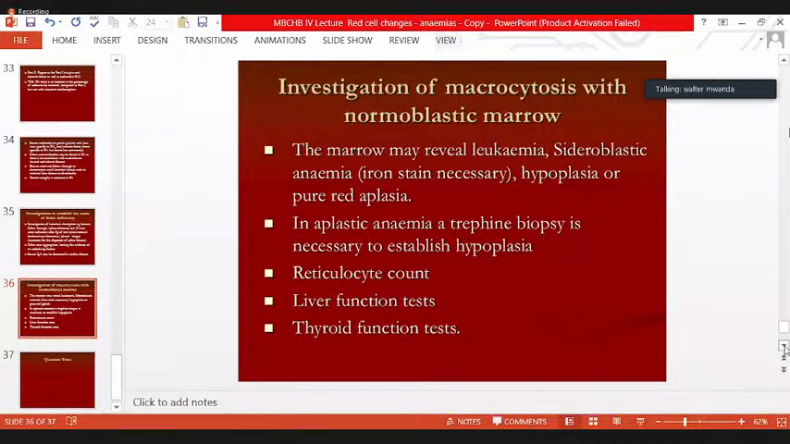Early forms of sideroblastic anemia, hypoplasia, red cell aplasia, aplastic anemia, liver disease, thyroid disease, all may lead to non-megaloblastic macrocytosis. It is important for us to do this test as a discriminatory or differential for causes of macrocytosis.